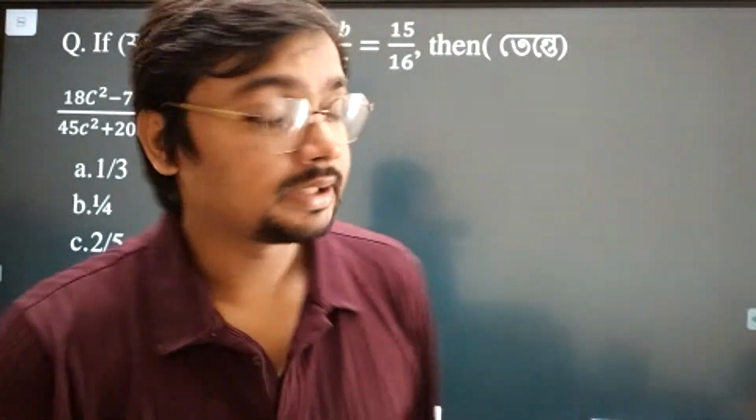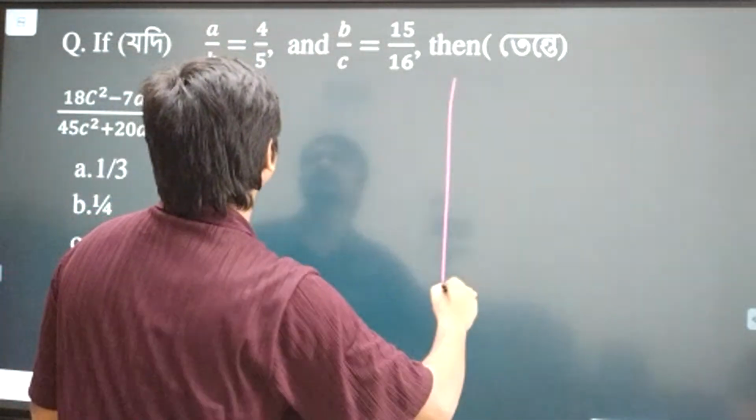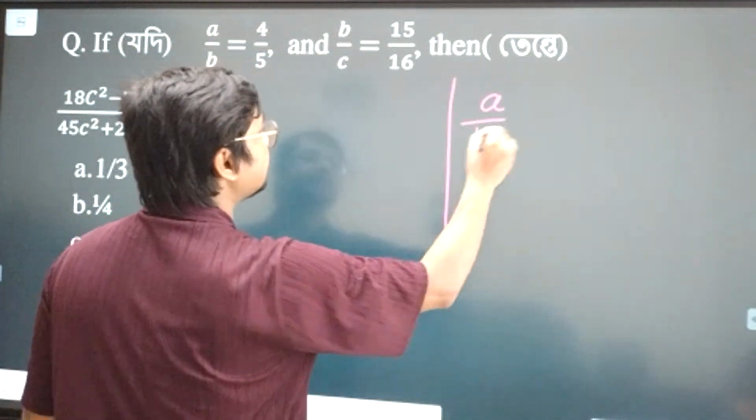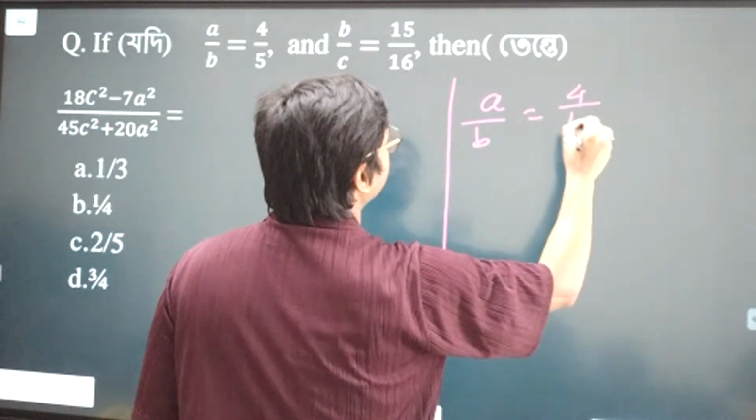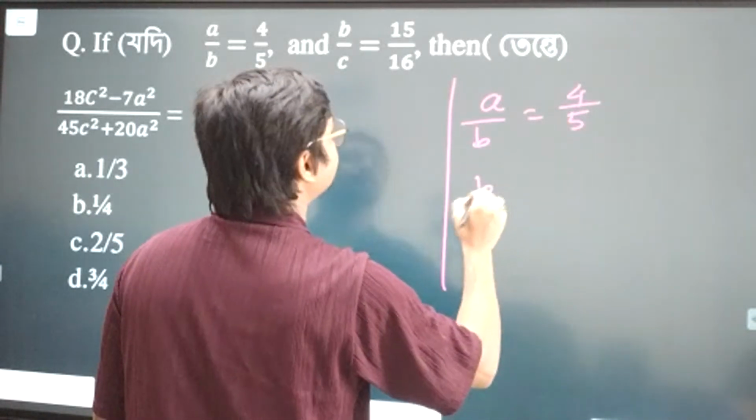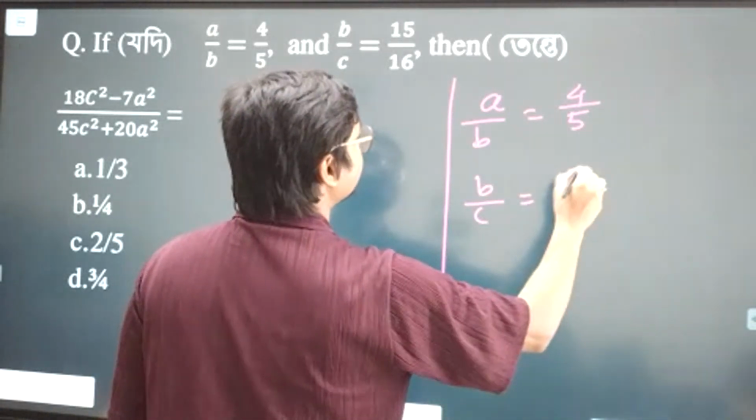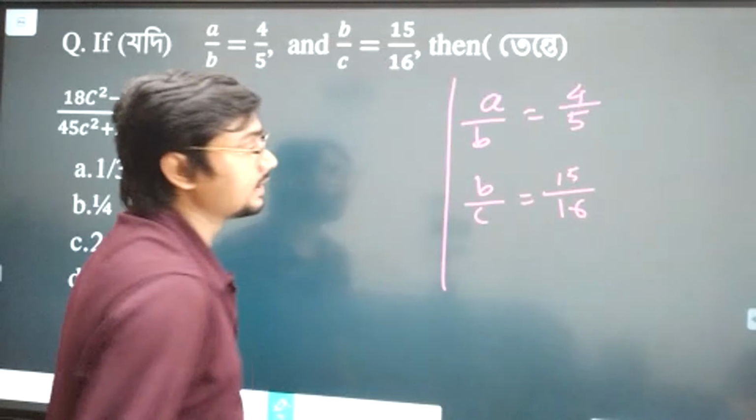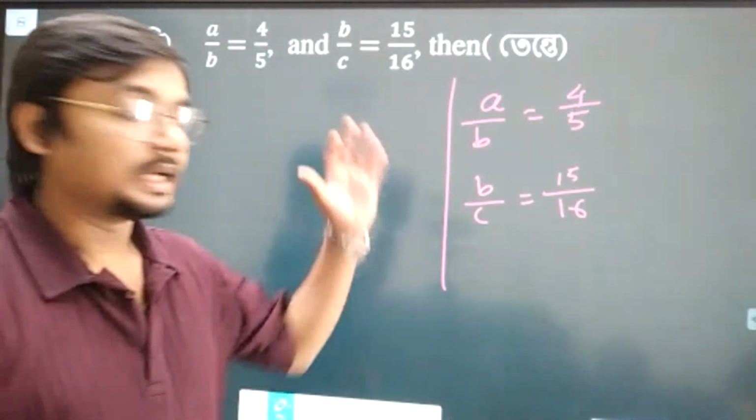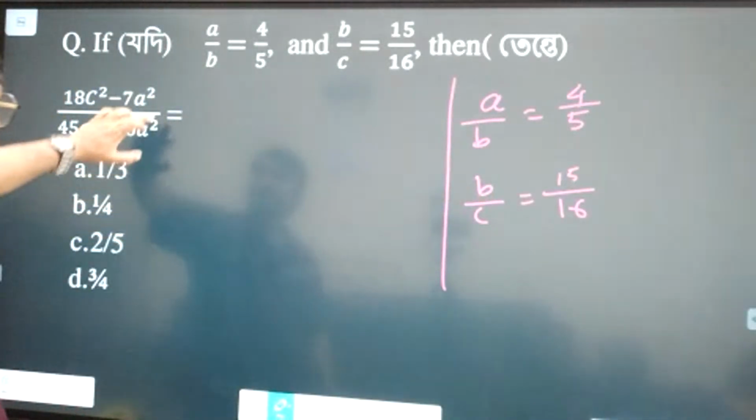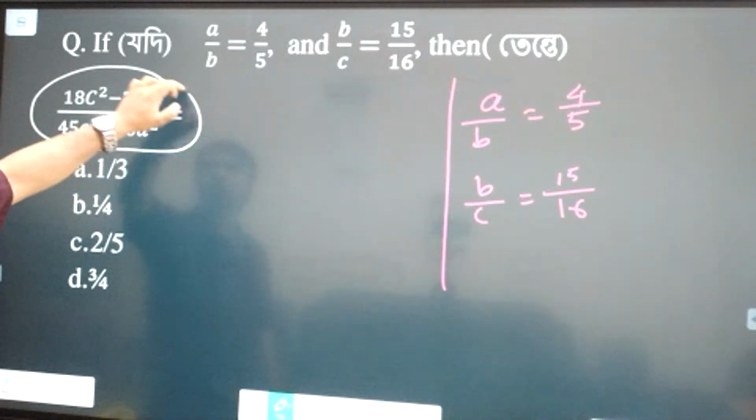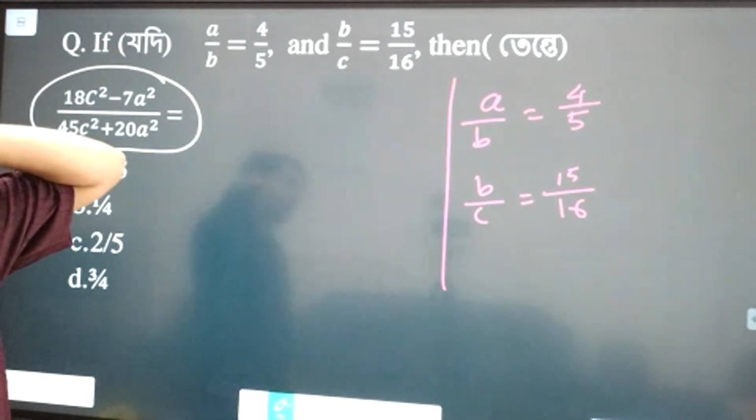You see here, they provide this concept, right? A upon B is equal to 4 upon 5, and B upon C is equal to 15 upon 16. This information they provide, and by using this information we need to find this value. Okay, this value we need to find.